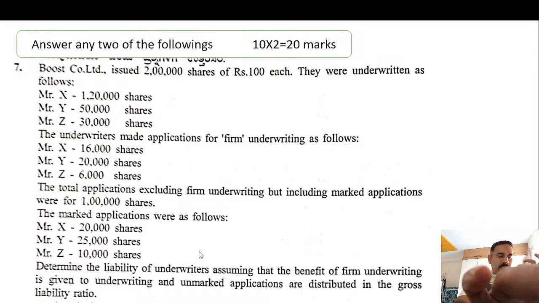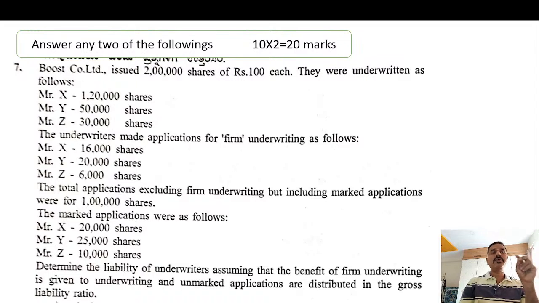In the 2025 question paper, there may be a question on this basis in which the benefit is not given. They can ask questions like that also. There is a difference between the benefit of firm underwriting being given and not being given. That type of questions and solutions are available in my YouTube channel. Recently I made 2 videos on this, so there you can find this type of questions.